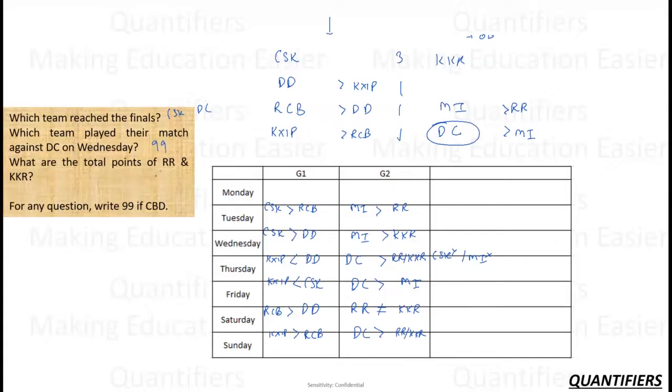What are the total points of RR and KKR? Now, see, MI has won two matches, right? And DC has won three matches. So there is only one win which has to be distributed between the remaining teams, RR and KKR. Only one win will be distributed among these two teams.